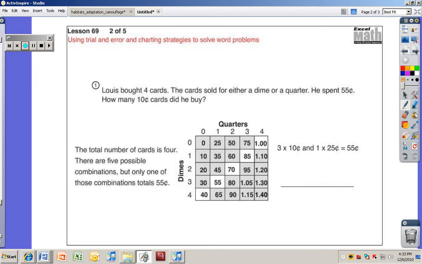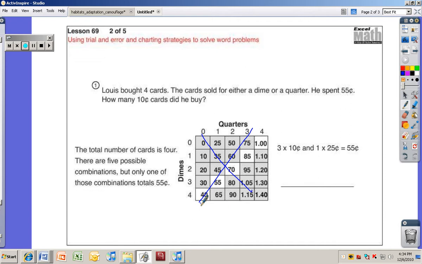And I'm going to show you how I want you to do these. It says Lewis bought 4 cards. The cards sold for either a dime or a quarter. He spent 55 cents. How many 10-cent cards did he buy? Well, kind of forget all this. You're not going to make a chart that's that extensive and that big. You're going to do more of a guess and check method using a chart.